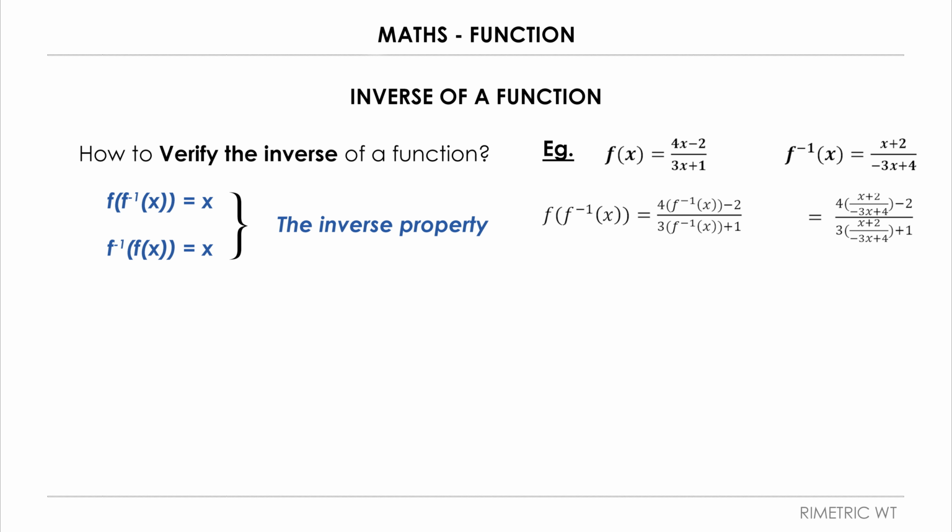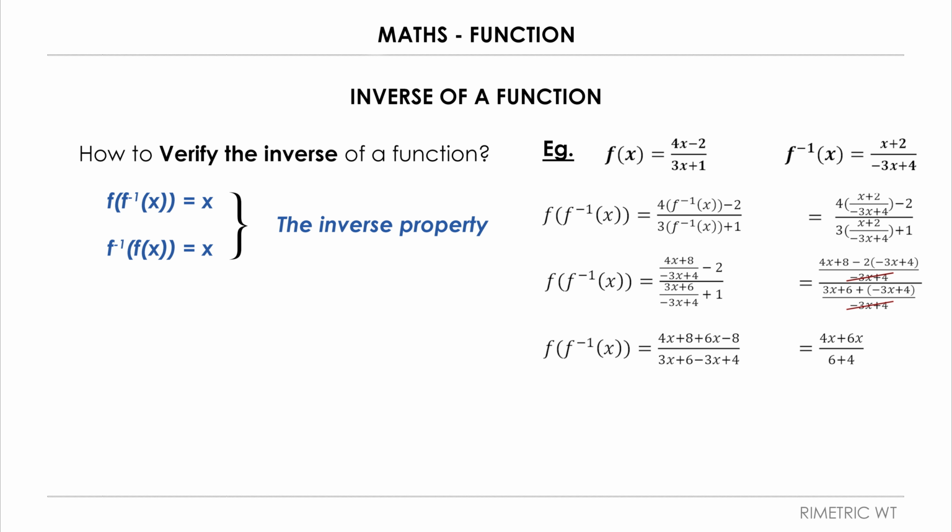This can be solved through multiplication, distribution, and cancellation to simplify the numerator and denominator. We get f of f inverse of x to be 4x plus 8 plus 6x minus 8 over 3x plus 6 minus 3x plus 4. We cancel positive 8 by negative 8 in the numerator and positive 3x by negative 3x in the denominator. Then we get 4x plus 6x over 6 plus 4, which is equal to 10x over 10, where the final result becomes x. Therefore, it is indeed the inverse.